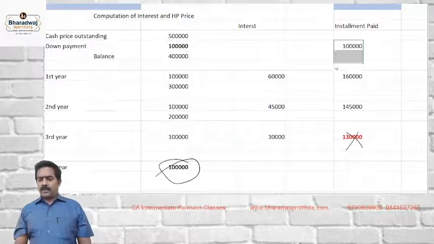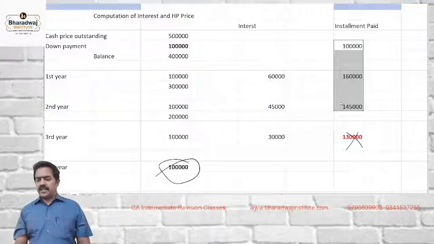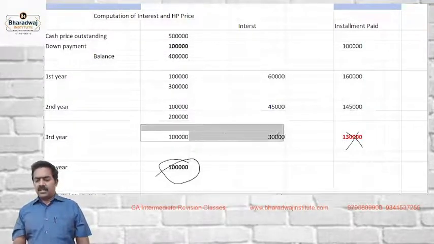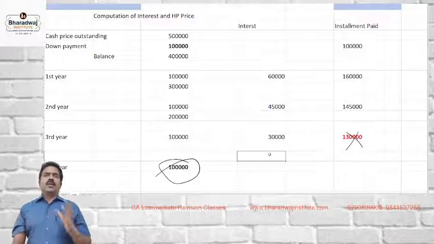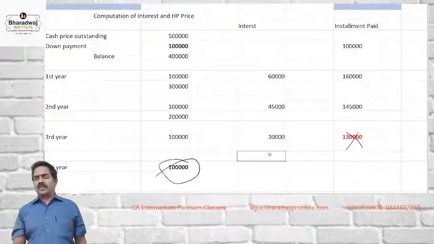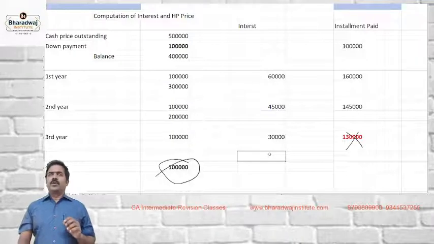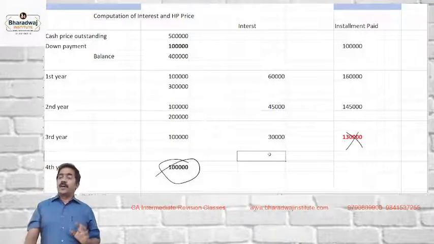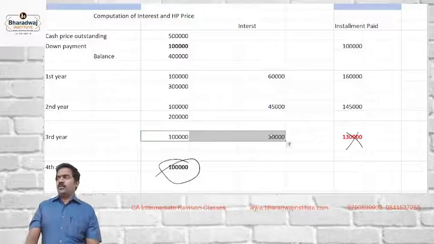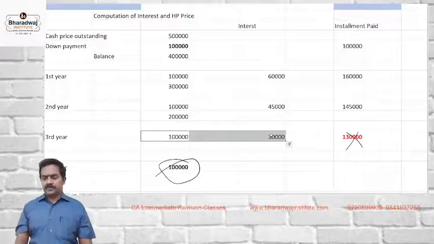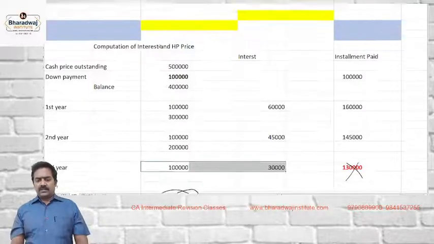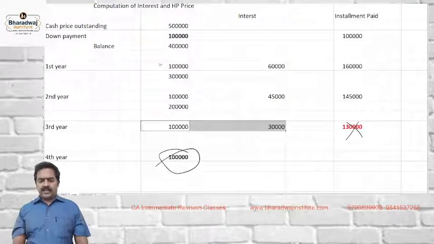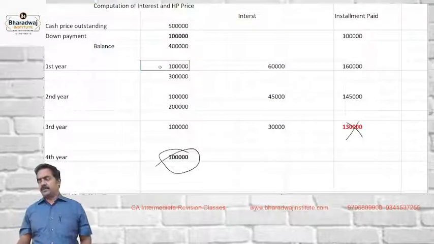So the down payment is made, first installment is paid, second installment is paid, but the third installment could not be paid. How to value and calculate profit or loss, we'll do it later. But anyhow, we have to prepare ledger accounts for 3 years, till the repossession. Take up this first, then we will proceed.